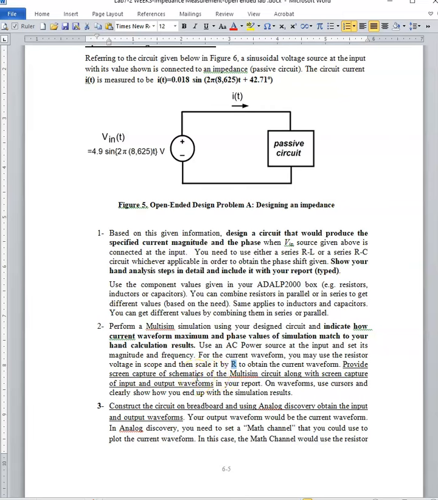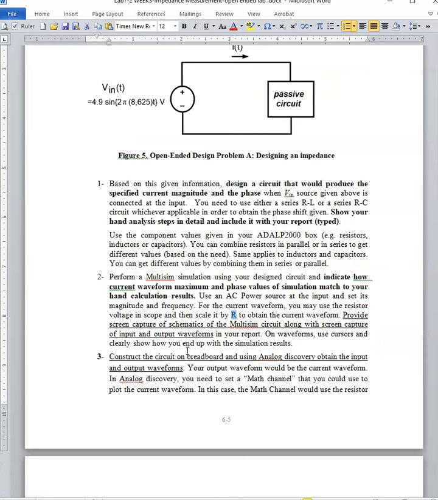Make sure to get a screen capture of the schematics and the input and output waveforms. So you need to show the waveforms and kind of show these two happening. Make sure to use cursors so we know how you're calculating the phase shift.